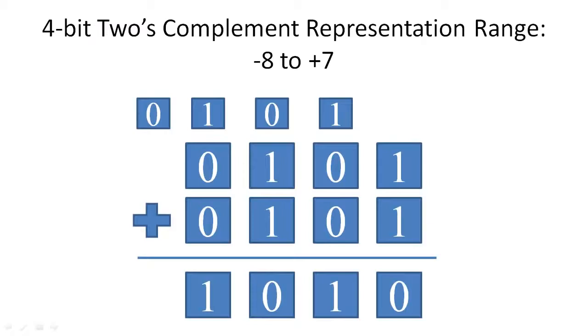Let's check out what happens when we add 5 plus 5. Notice how the most significant bit in the 4-bit number is 1, and indicates that the sum is a negative number. By adding these two positive numbers together, the magnitude of the sum, which was supposed to be 10, exceeded the limits of the representation, which was 7, and produced an error.